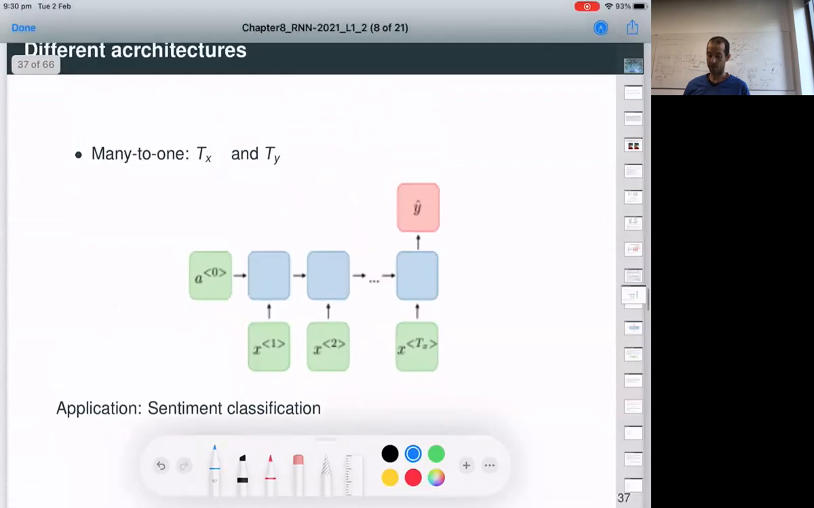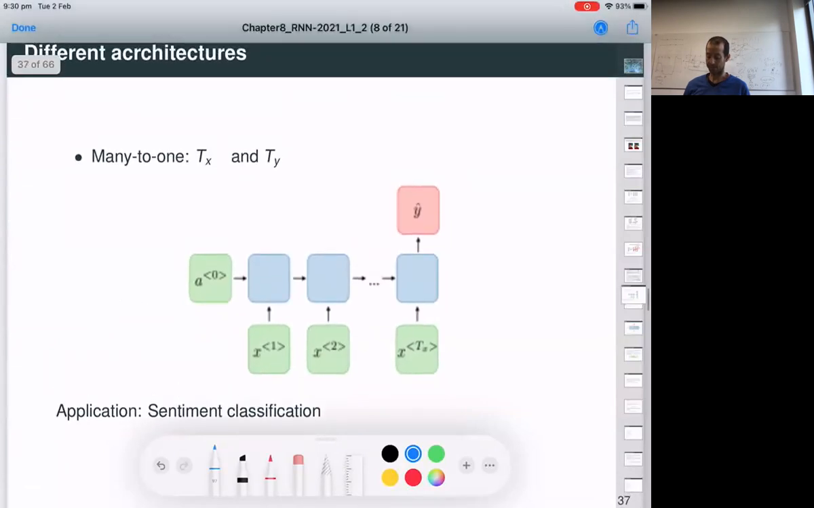Another one is called many-to-one. So many X, one prediction. The application is sentiment classification. Okay, Tx: how many do I need to put? Greater than one. Perfect. Ty? Ty is one. Good. Go fast.